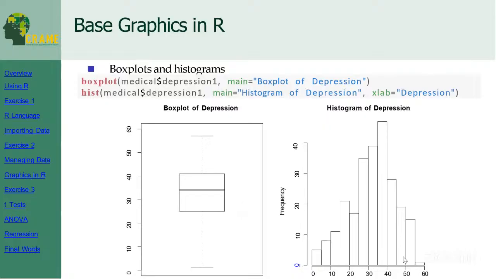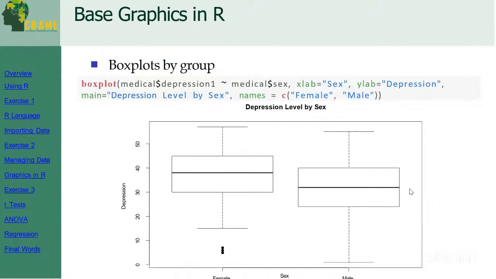Similarly, you can see the histogram. What does it mean? The data is skewed to the right. The depression is higher, right? It is on the higher side. It's not the average in the people. Depression is on the higher side. That's what this box plot and the histogram are telling you.